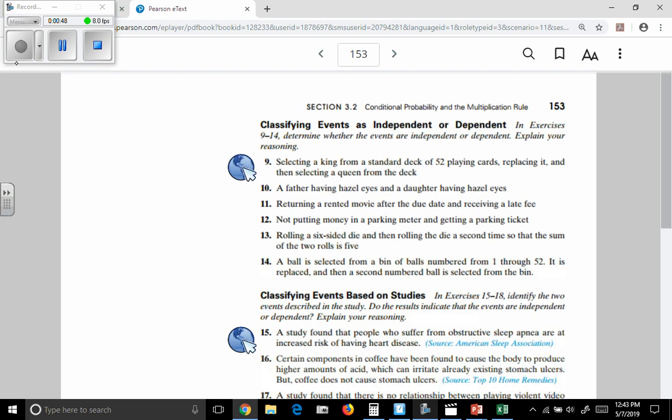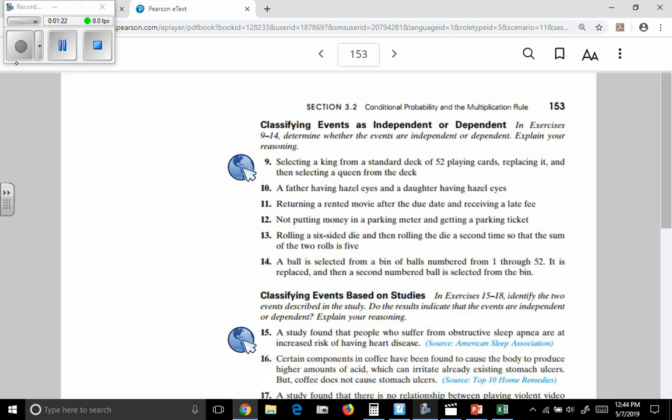Number 12, not putting money in a parking meter and getting a parking ticket. If I don't put money in a parking meter, I am more likely to get a parking ticket than if I do put money in. So there is a connection here. If I don't put money in there, I might get a parking ticket. If I do put money in the meter, then I probably won't get a parking ticket. So one event affecting the other one, they are dependent.